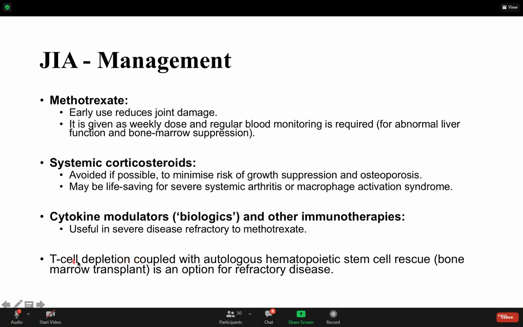As well as T cell depletion مع hematopoietic stem cell transplantation, اللي هو طبعا bone marrow transplant, is an option for refractory diseases. So this could be done with very severe refractory diseases. Okay.